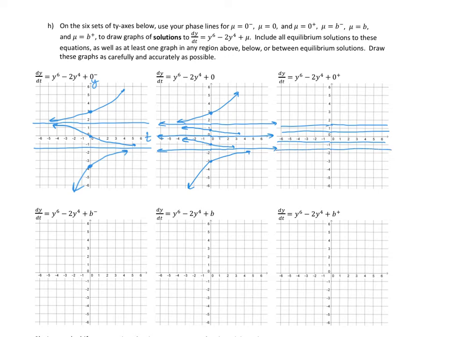And then pick an initial condition above, between, and below all of those equilibriums. And you just use the arrows from the phase line to determine how to draw it. So this one has to be increasing because the phase line arrow was up. And then the next one down is decreasing. And then increasing. And then decreasing. And then increasing.